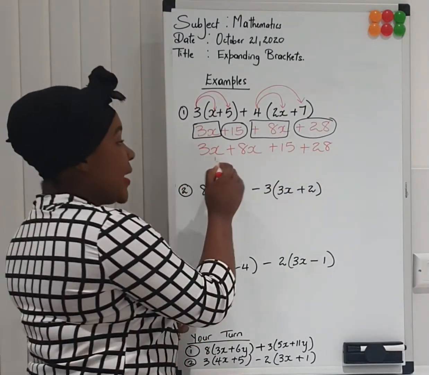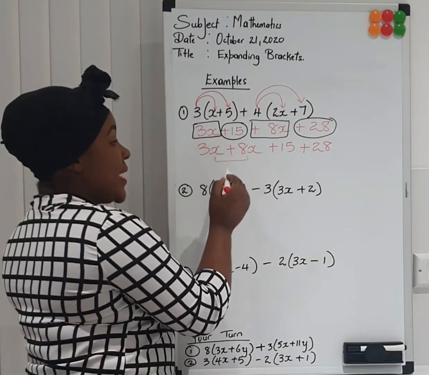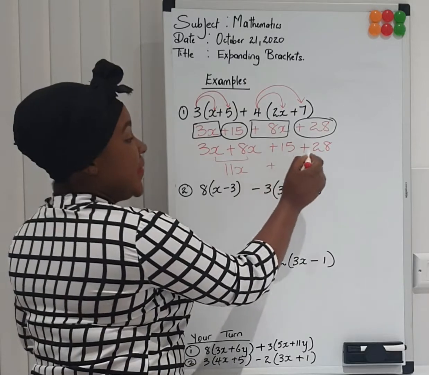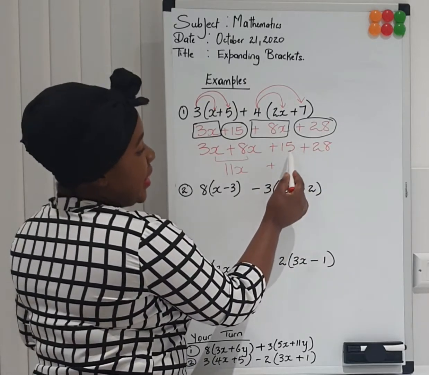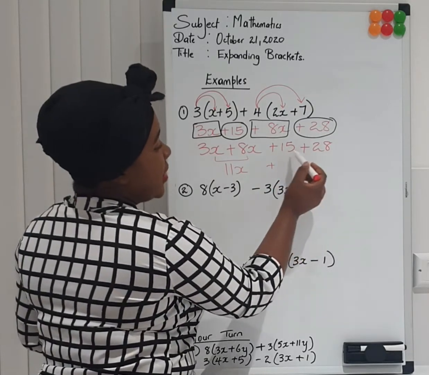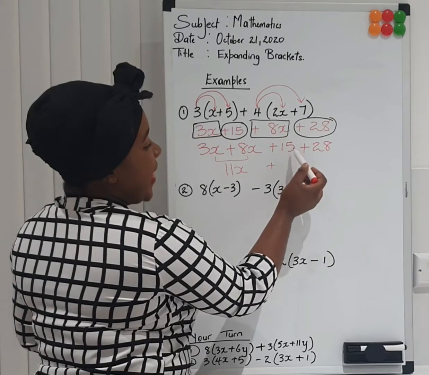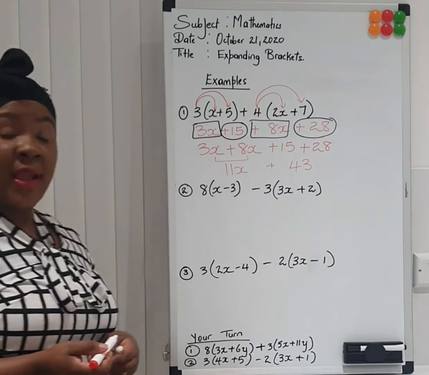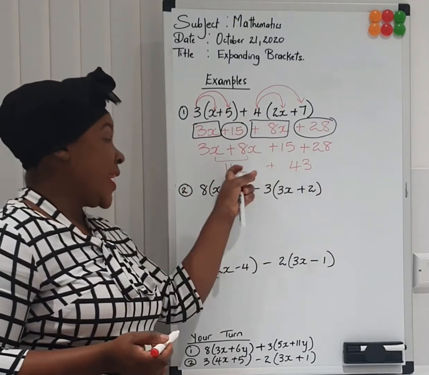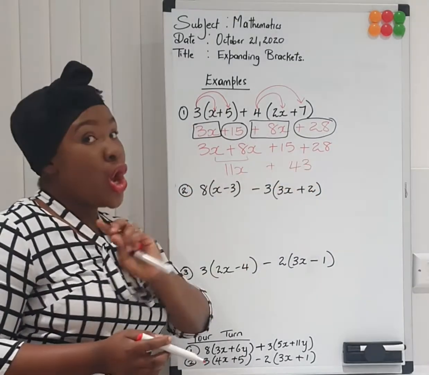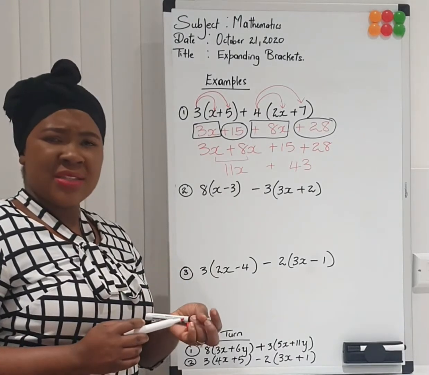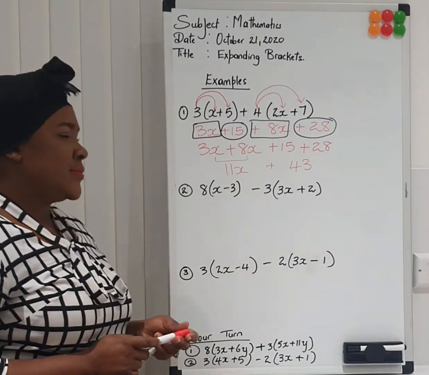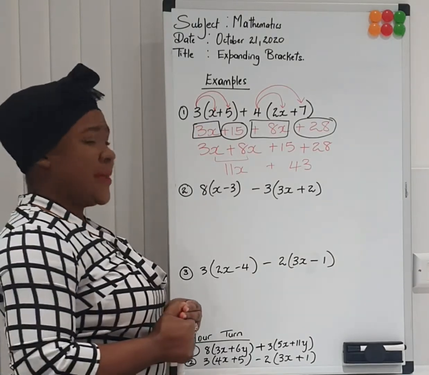So I'm going to go ahead and add these two. 3 plus 8, that is 11x. And then 15 plus 28, so that would be 43. Good? Can I go any further? Can I add 11x plus 43? No. Why not? Because, you tell me. You don't remember? Well, let me tell you.